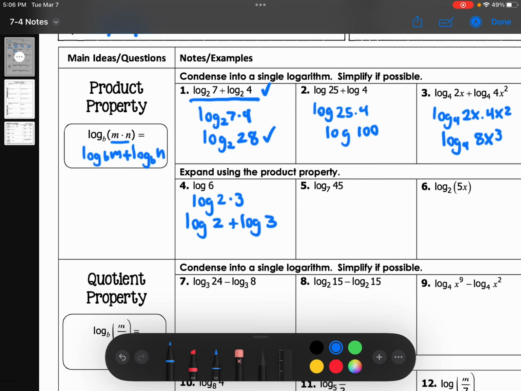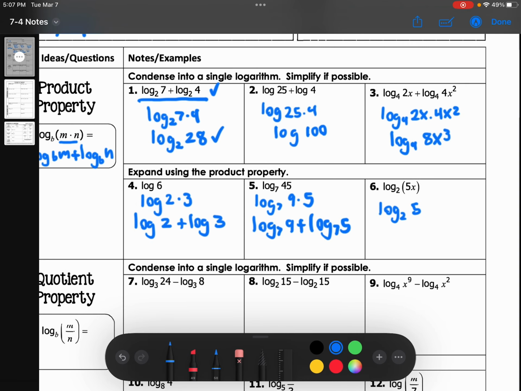The answer is it doesn't matter, right? So at least split it up into 2. 45 is the same thing as 9 times 5, which means I can split this up into log base 7 of 9 plus log base 7 of 5. Okay? And then finally, the ones that I think are easier are the ones that have like a 5x, because I can split this up into log base 2 of 5 plus log base 2 of x.